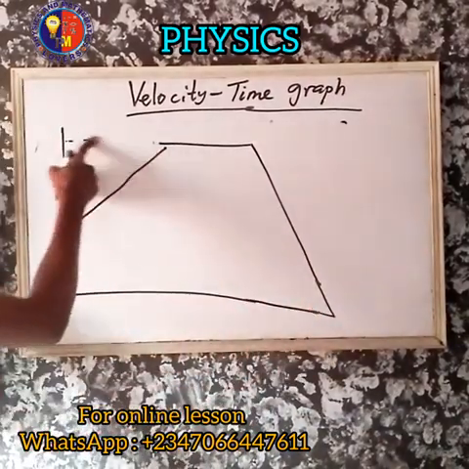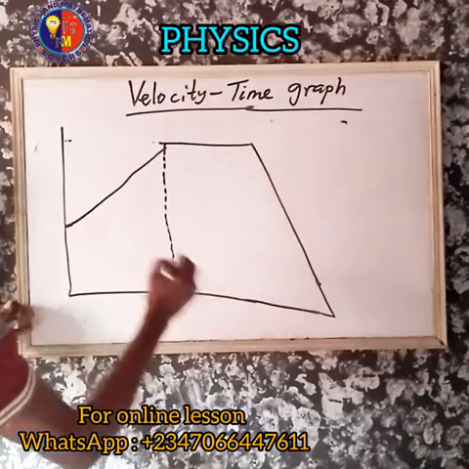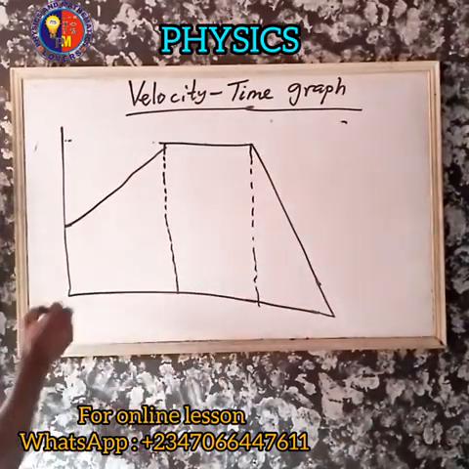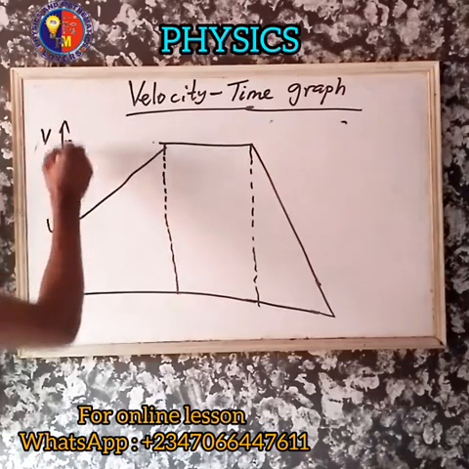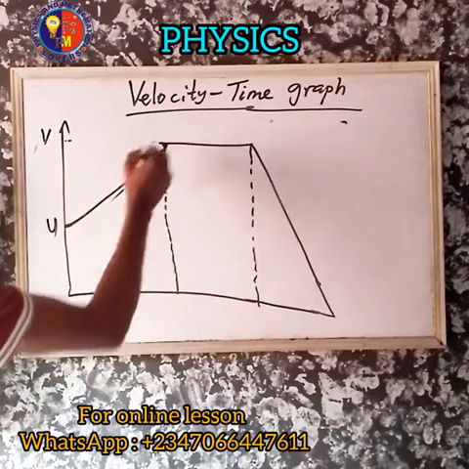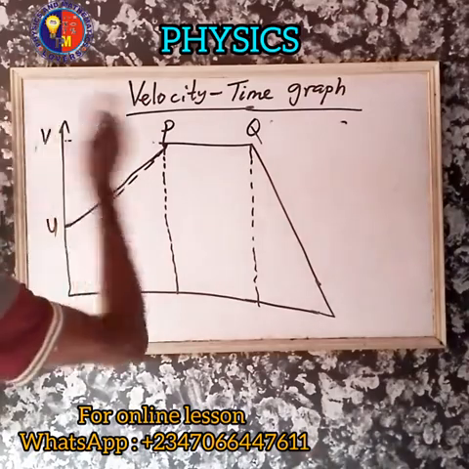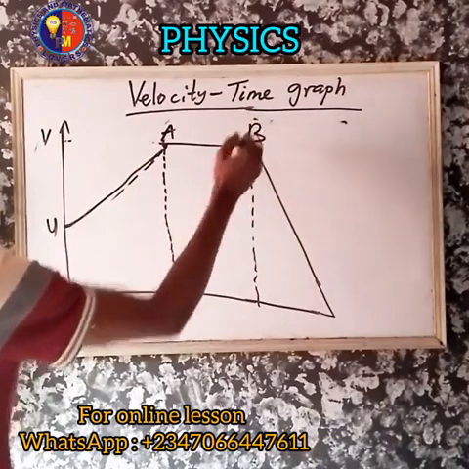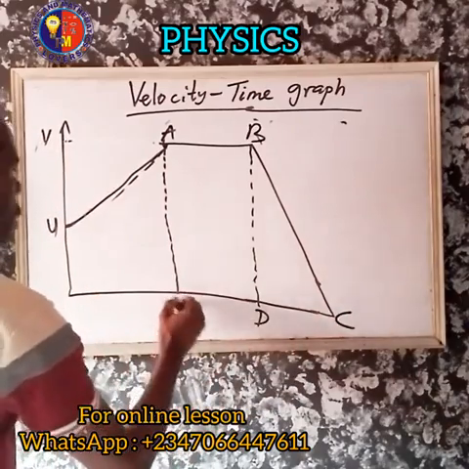All right, so now at this point here, we trace down. We also trace here down. So this point here is your U, and this is your final velocity. And at this point, we have our acceleration here. We can call this P, we can call this Q. Let's call it A, this is B, then this is C, this is D, and this is E.